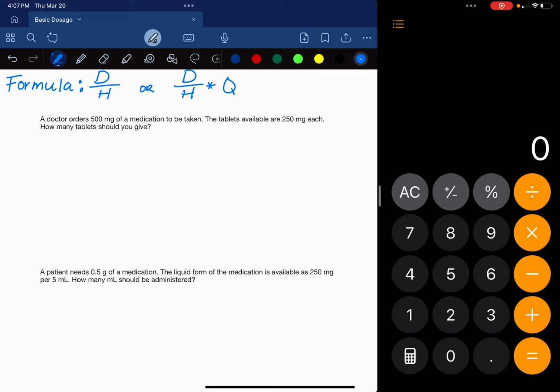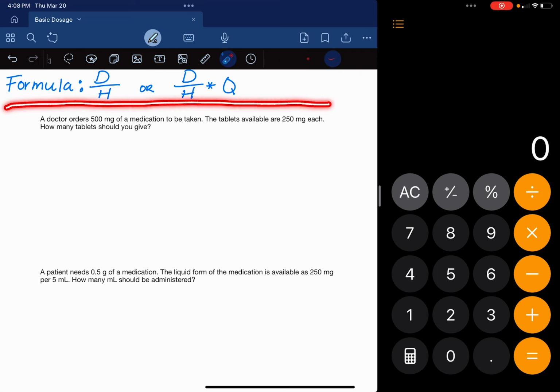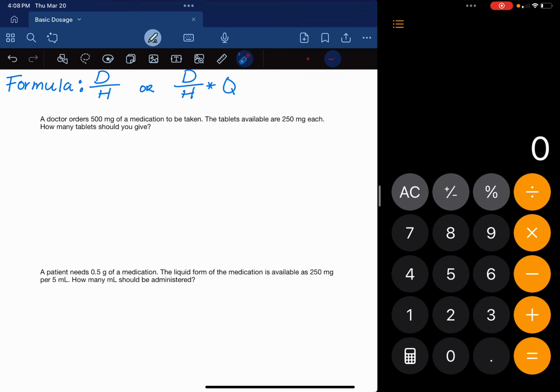So first let's start here. I have the formula which is needed, and this is dose over half, which is the order over what you have. And then I have another one which is dose over half times quantity. And I'll explain when you would use the two. Well, really you could just use this. It just depends. So let's see.